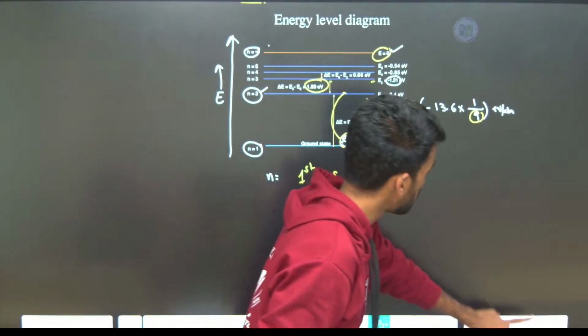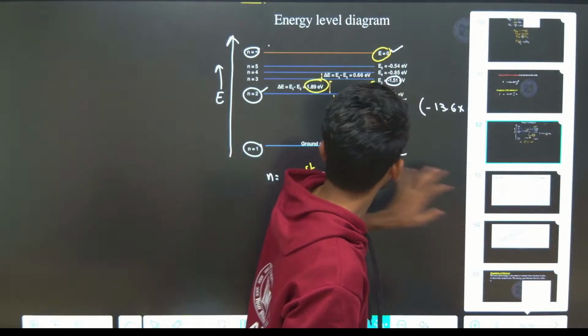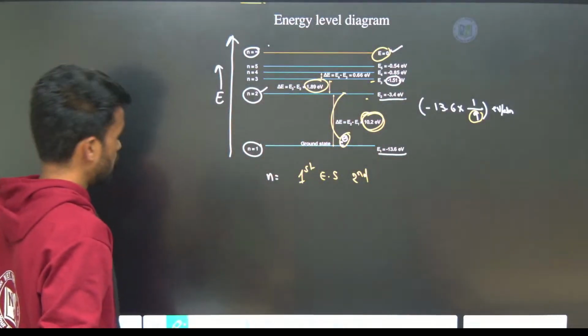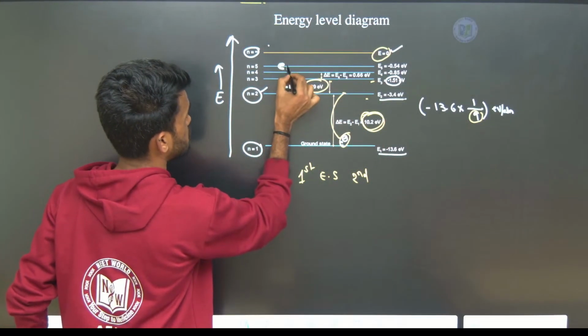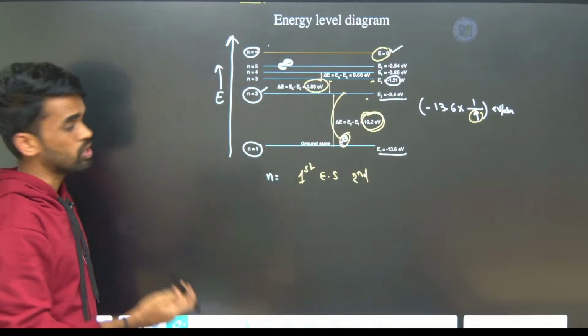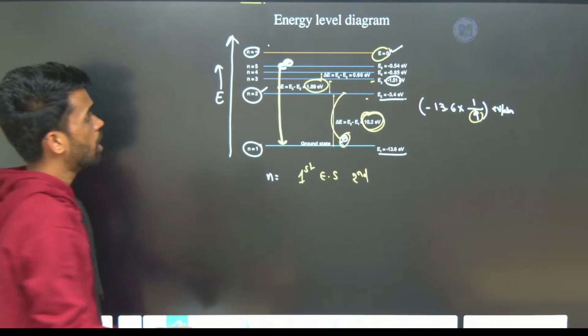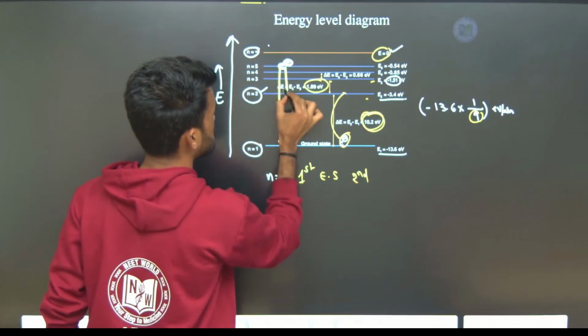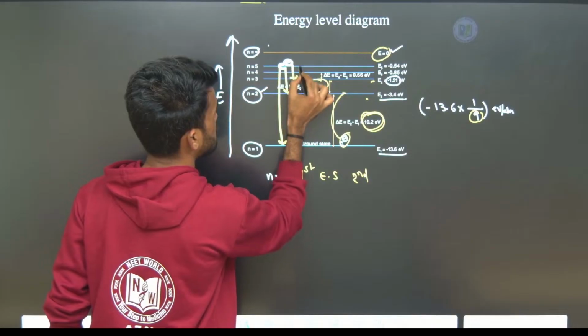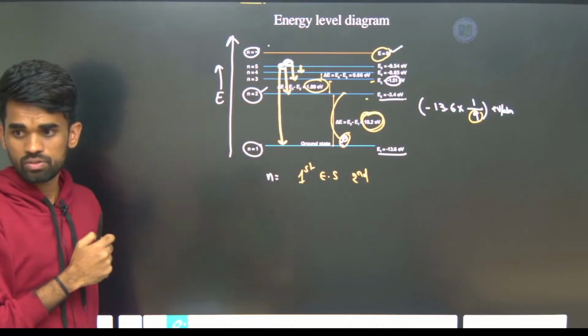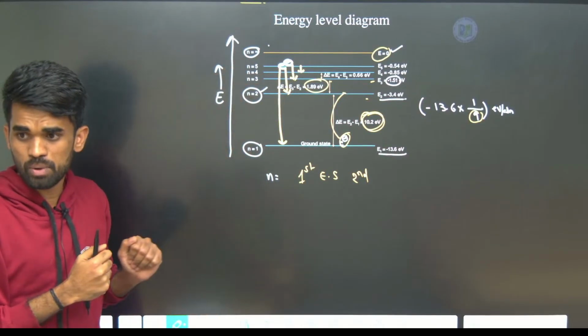now what is the thing you are going to expect here? Now you can have an electron, for example at the fifth level. So the electron can fall directly into the ground state, or it can fall into the second state, or the third state, or the fourth state. Like this, different possibilities are there.